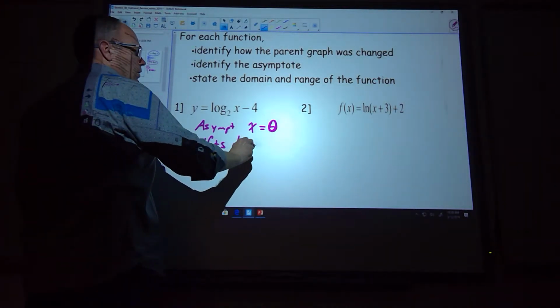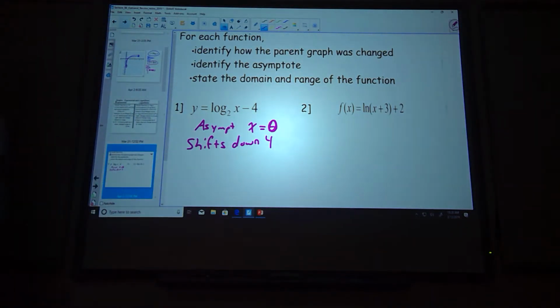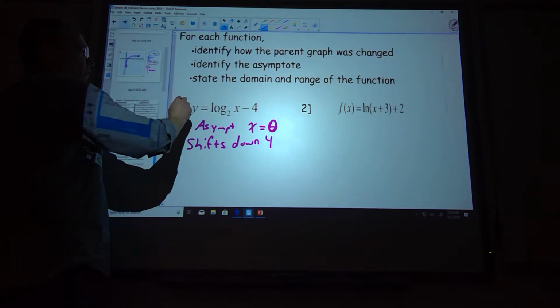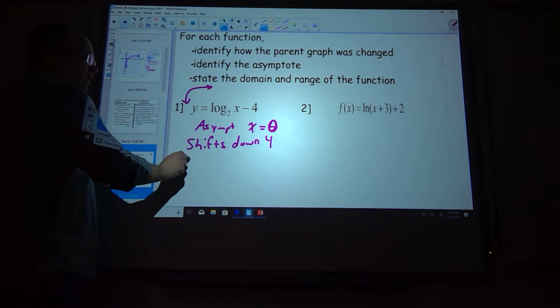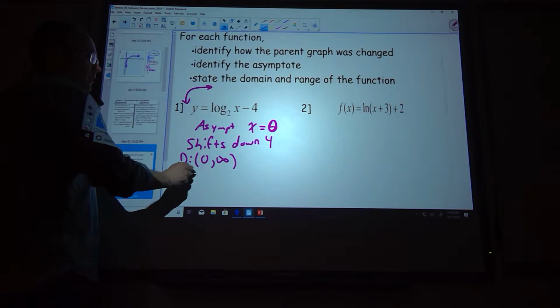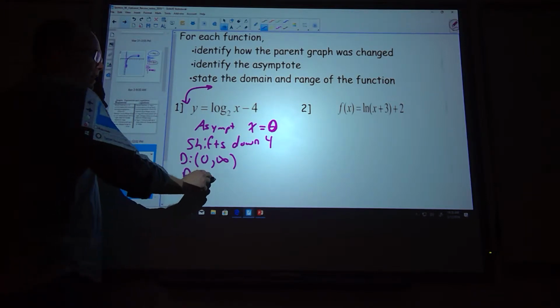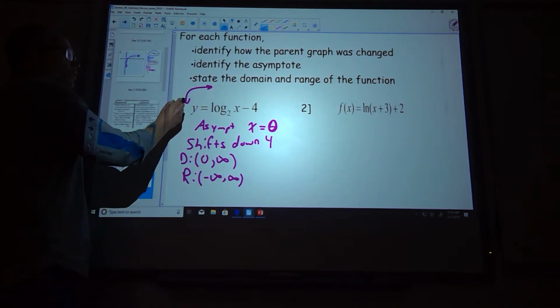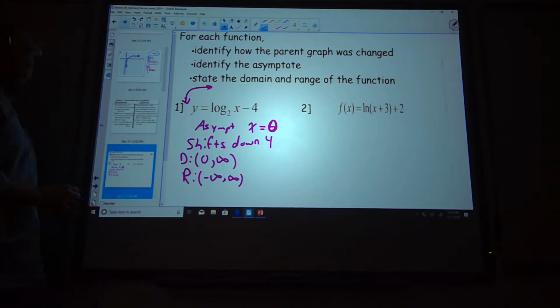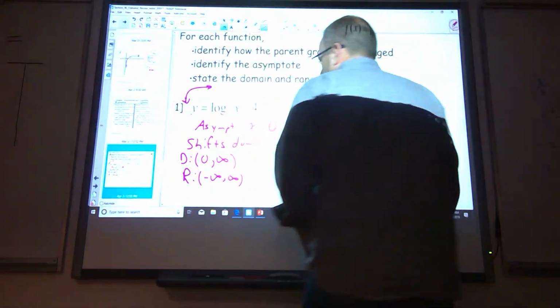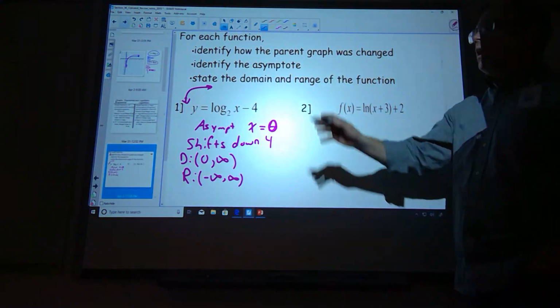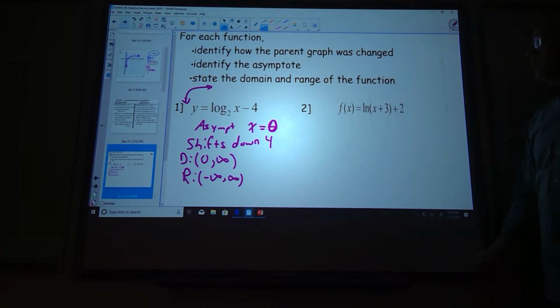Okay, this also shifts down 4. So if we were to think about what this graph looked like, it's going to kind of look like this. So my domain on this one will go from 0, rounded bracket, to infinity. My range will go from negative to positive infinity, because the closer I get over here, the more negative my y value becomes. So the shifting didn't really mess a lot of things up because the whole graph actually shifted down from the parent function.